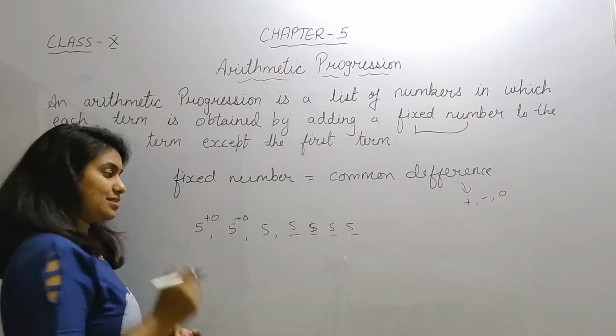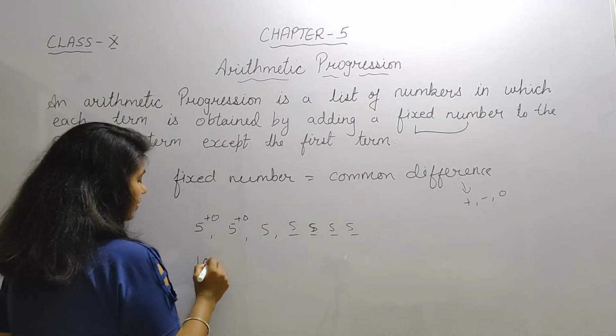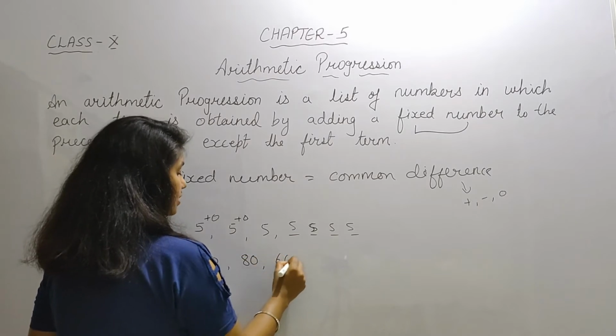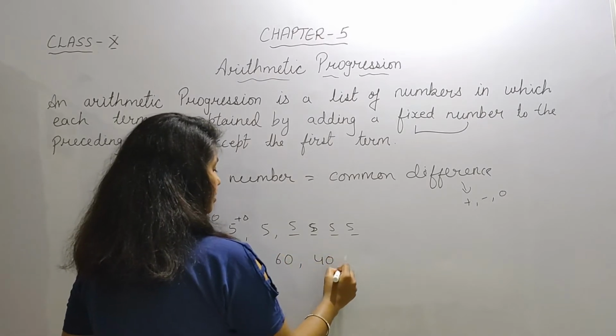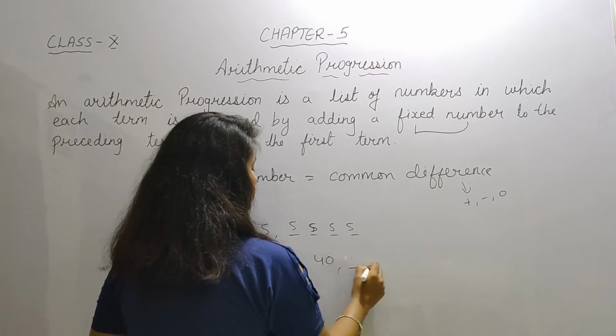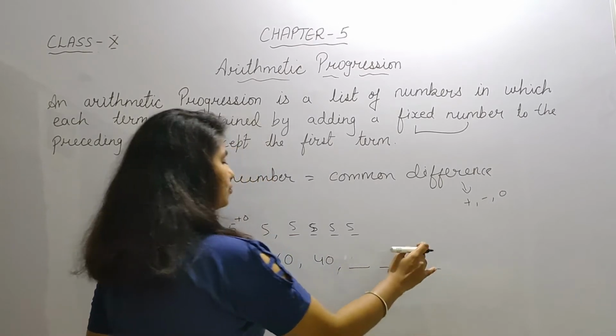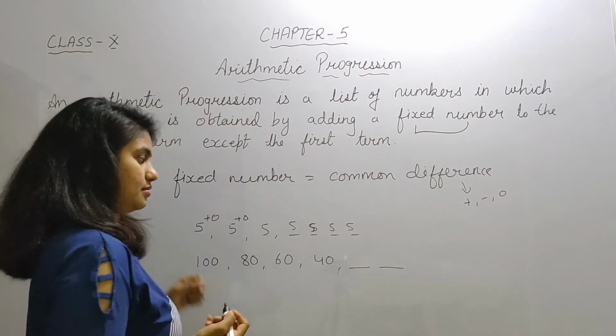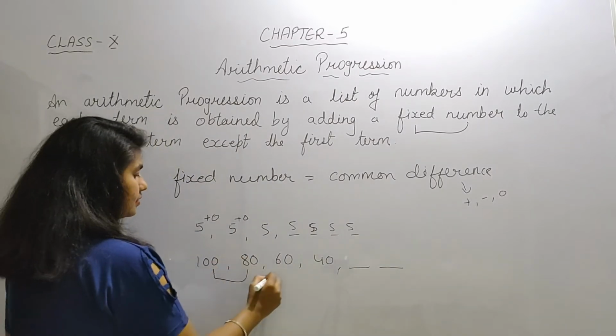And negative in what sense? Like if I write 100, 80, 60, 40, and I ask you to write 2 more, what is the common difference? What is the common difference here?